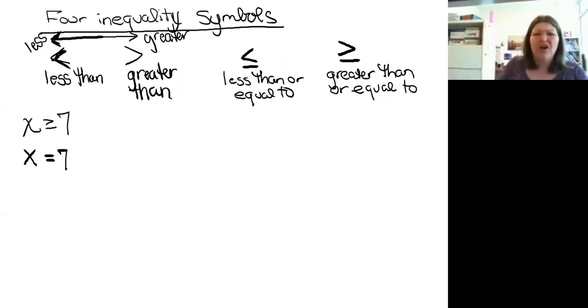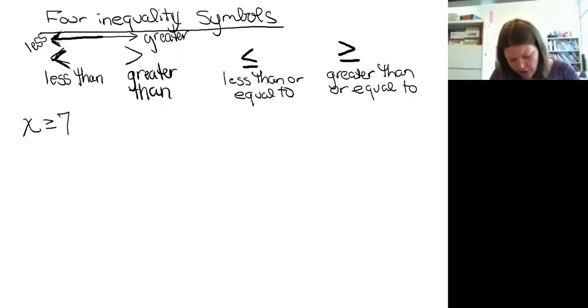X is 7. I only have one answer when X is 7. The difference between that and an inequality is now there's a range of numbers that could make my answer true. 7 would work, but so would 8 or 9 or 13 and a half. Does that make sense? Yeah. Anything greater than 7 would be true. And we'll often plot that on a number line.